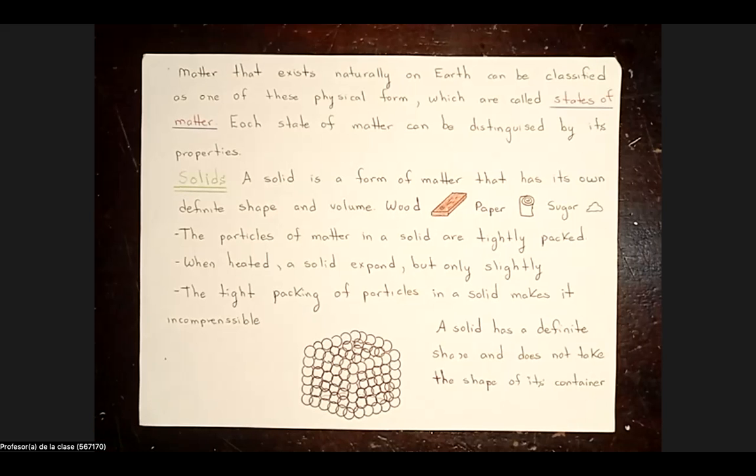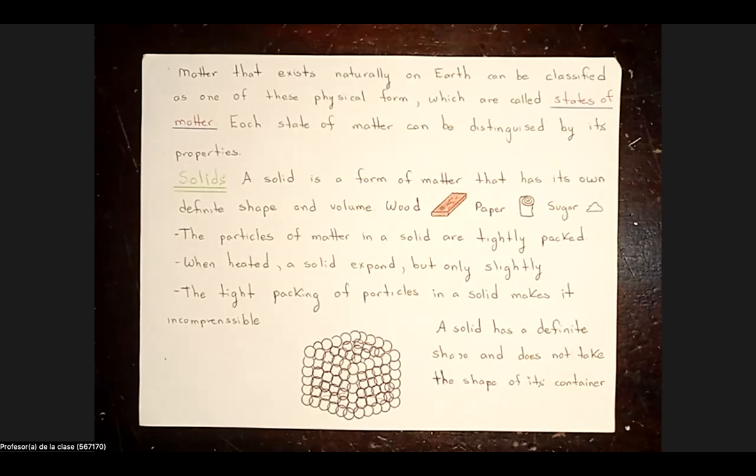A solid is a form of matter that has its own definite shape and volume. That is important, okay? Solid, definite shape, and volume. We have, I don't know, 3 examples over here, like wood, paper, or sugar, okay? The particles of matter in a solid are tightly packed, as you can see on the figure that I draw over here.